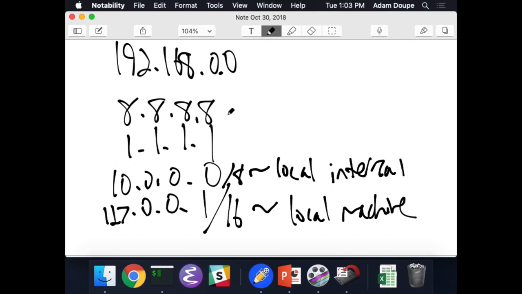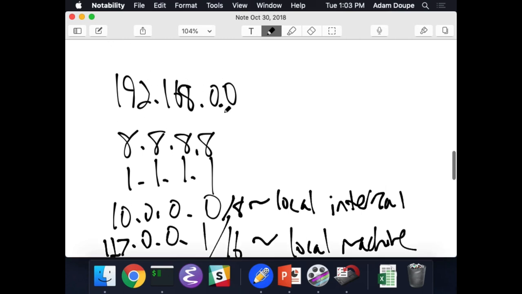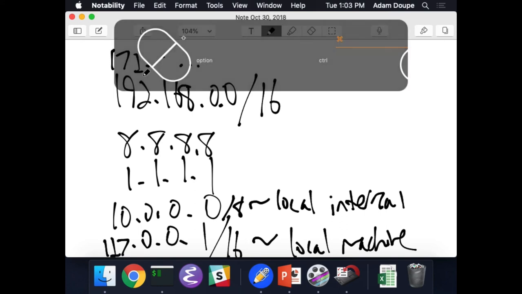These are not special addresses. 192.168, I actually don't know, is it a slash 16? This is a slash 24. What's the other one? There's another internal, is it 172? Yeah. Anyways, there's an RFC that actually specifies these things.